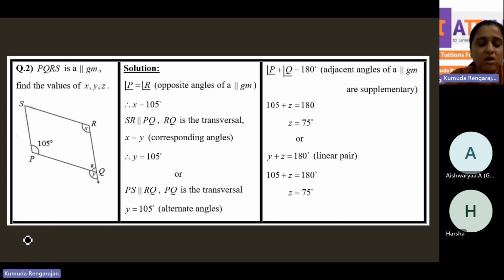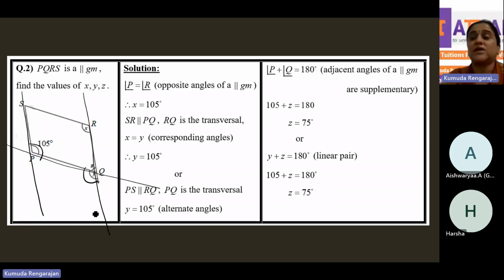You can find it like this. Or, PS is parallel to RQ, and PQ is a transversal. So 105 and y are alternate angles. You must mention the parallel lines and the transversal.